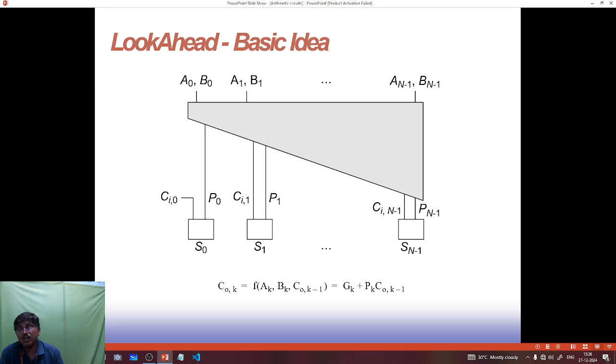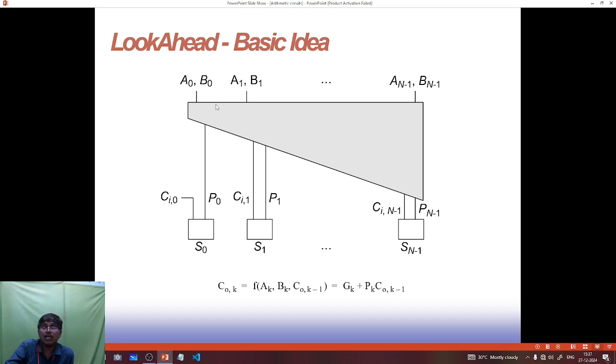When you are giving input, in the next moment, that same nanoseconds or milliseconds, the output will be obtained, because this carry will be shifted through some process. Based on the shifting process, the look-ahead process, we have to minimize. So this is the formula: C0,k is equal to F of A of k, B of k, C0,k minus 1. G of k is the carry generate of the kth process, P of k is the propagate, and C0,k minus 1 is nothing but the carry.